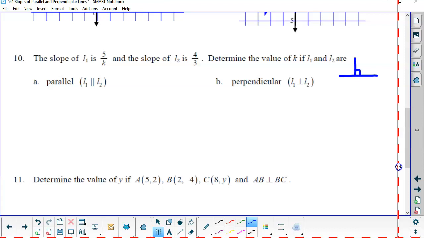If L1 and L2 are parallel, then 5 over K has to equal 4 over 3. Slopes of parallel lines are equal. So solve for K there. It's not going to be a nice value. You're going to need to use fractions. Don't use decimals.